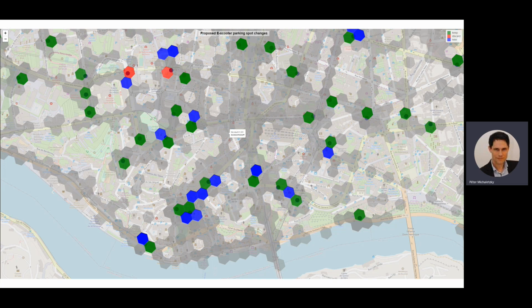Of course, this system has its limitations. We could not take into account all the local regulations or practicalities that may influence the exact location of parkings.